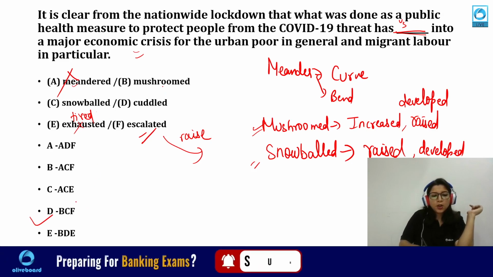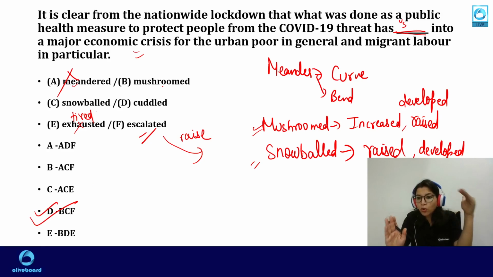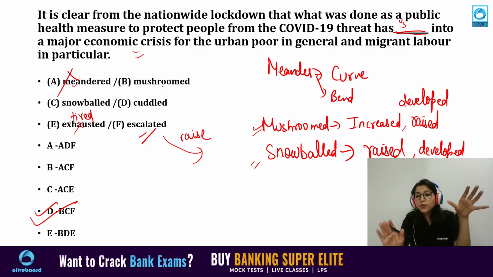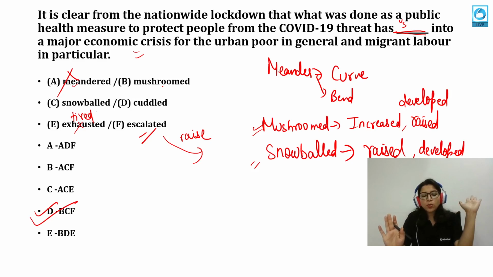B, C, F, yes. D option is the correct. B, C, F. Are you getting? Are you following me each and every word? What is the context and how we are choosing the word? It should be very clear to you. ये बिल्कुल अच्छे से clear होना चाहिए आप लोगों को.